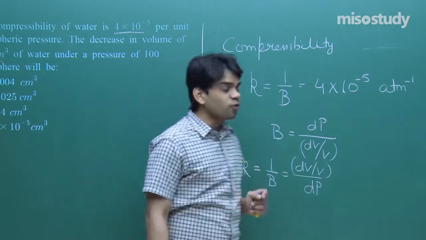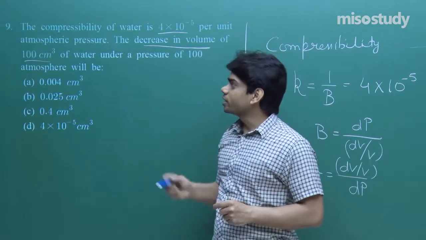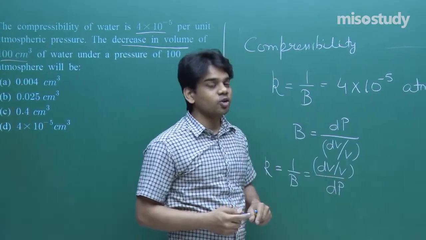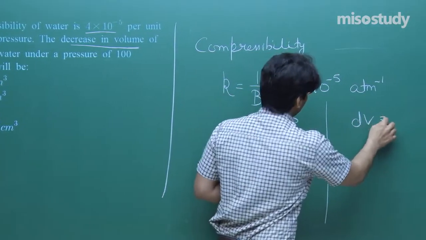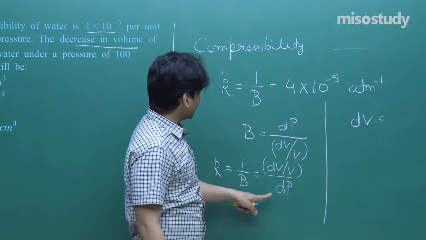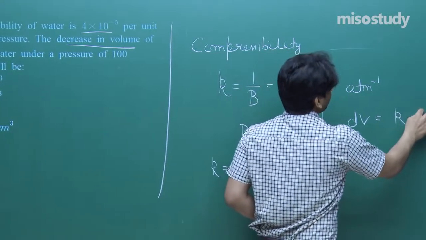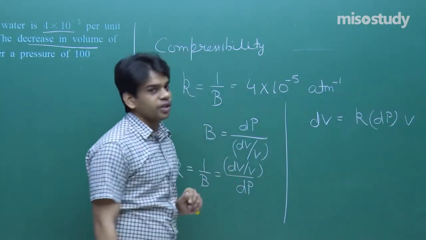Next, we need to find out the decrease in volume of 100 cubic centimeter of water. That is dV we need to find out. Volume V is given as 100 cubic centimeter. So dV will come out to be k into dP multiplied by V. You will get the value of dV.